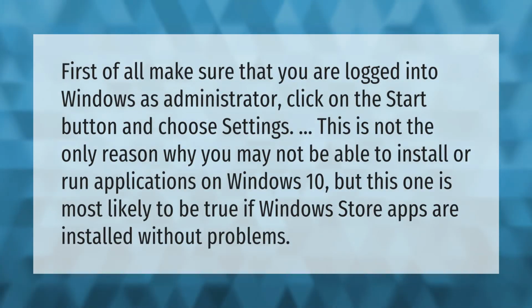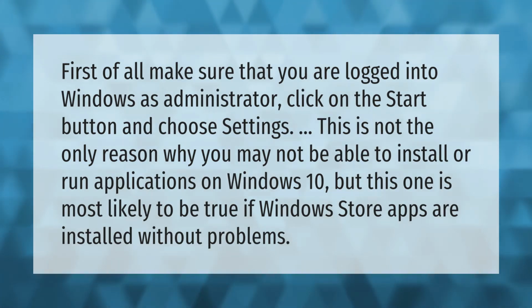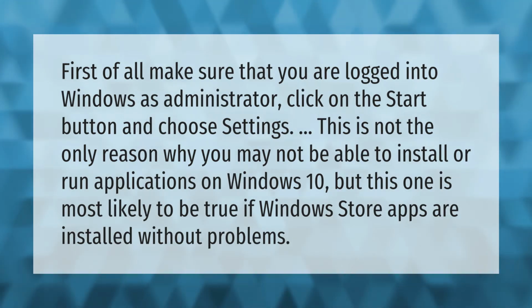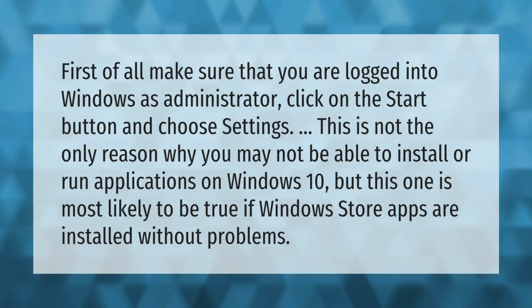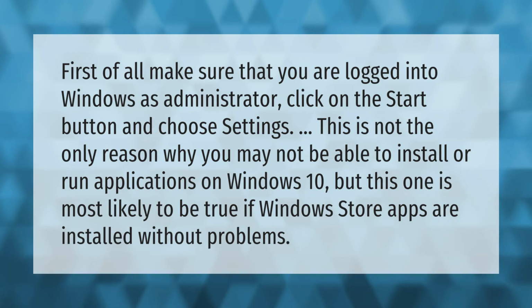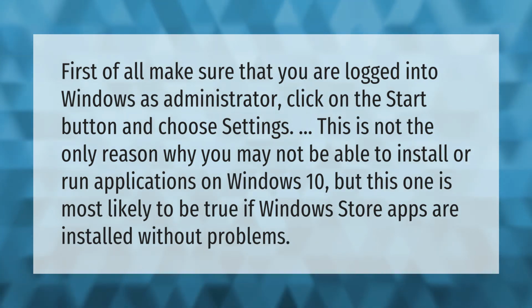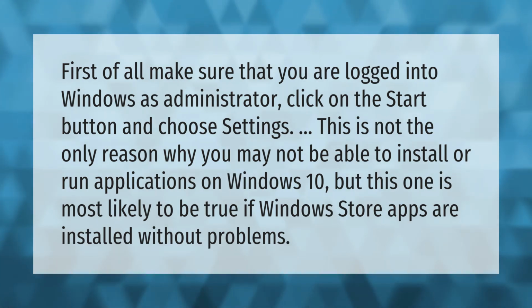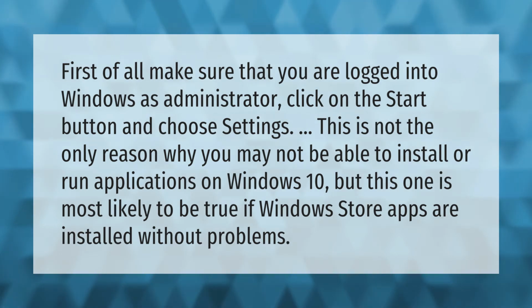First of all, make sure that you are logged into Windows as administrator. Click on the Start button and choose Settings. This is not the only reason why you may not be able to install or run applications on Windows 10, but this one is most likely to be true if Windows Store apps are installed without problems.